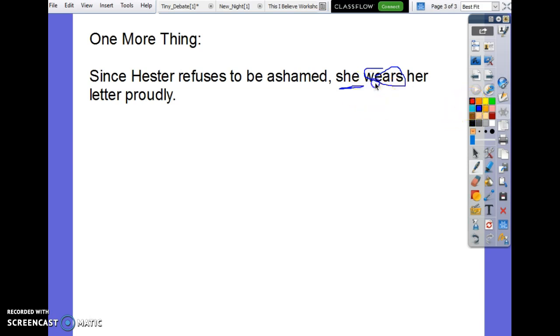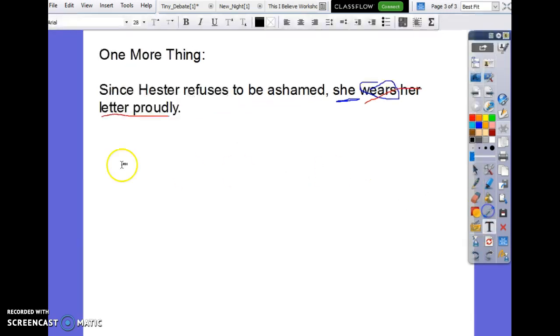Let me switch my colors. She wears her letter proudly. Terrible underlining. Now what do you do about this hot mess right here? All of this right here, what is it? It's part of the predicate that you have moved to the front of the sentence to make it a more interesting sentence. So if you take a second and reread the sentence, she wears her letter proudly since she refuses to be ashamed. So notice that sometimes you can reverse the order of the sentence to make it more interesting.